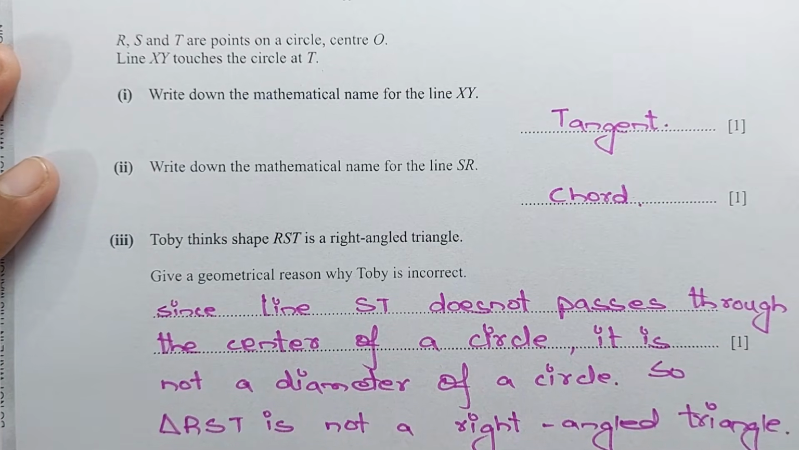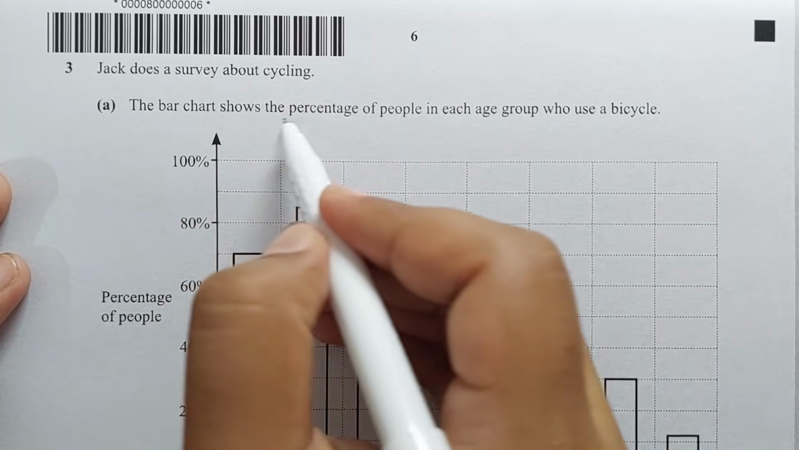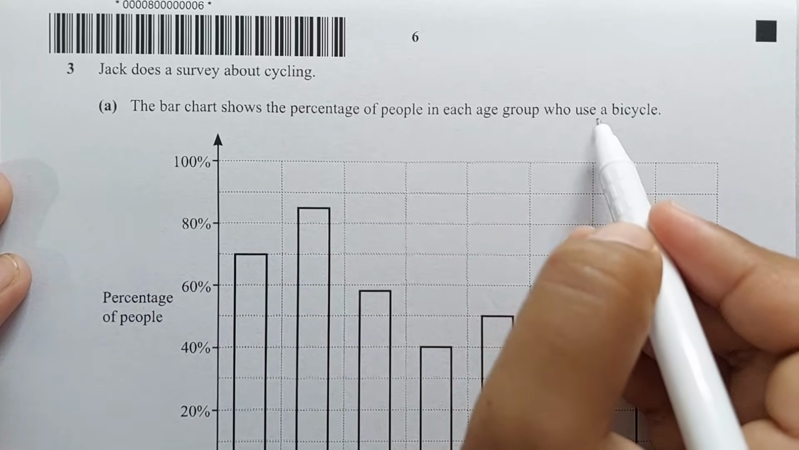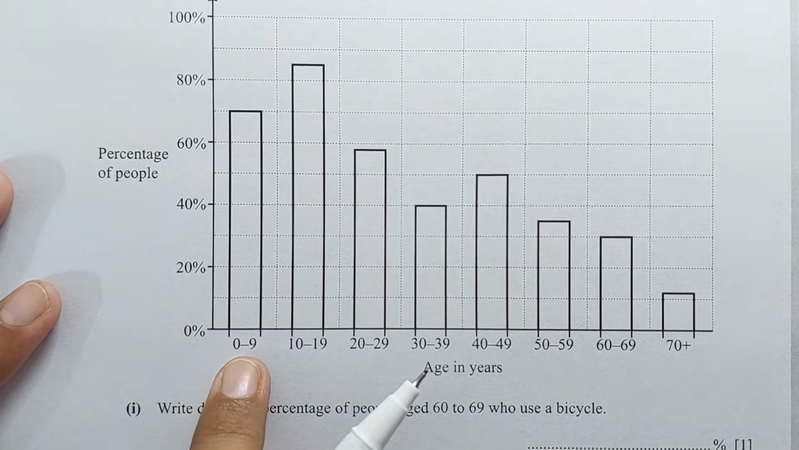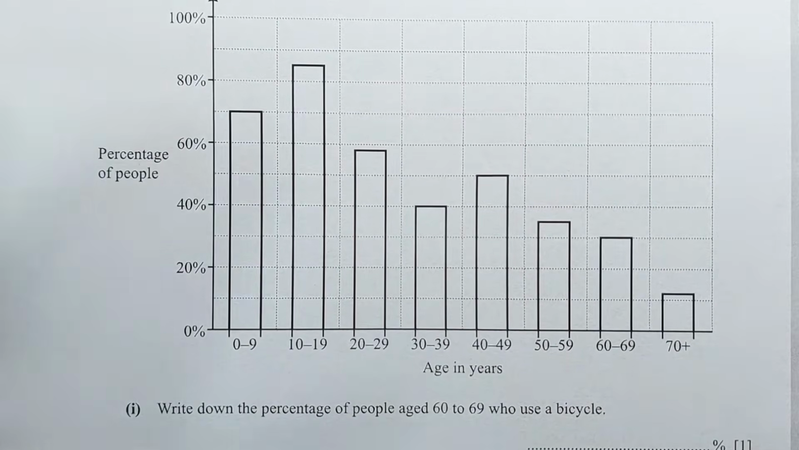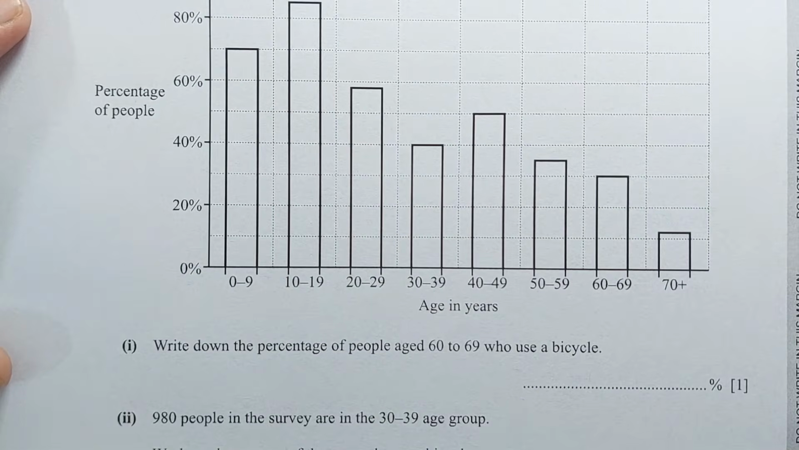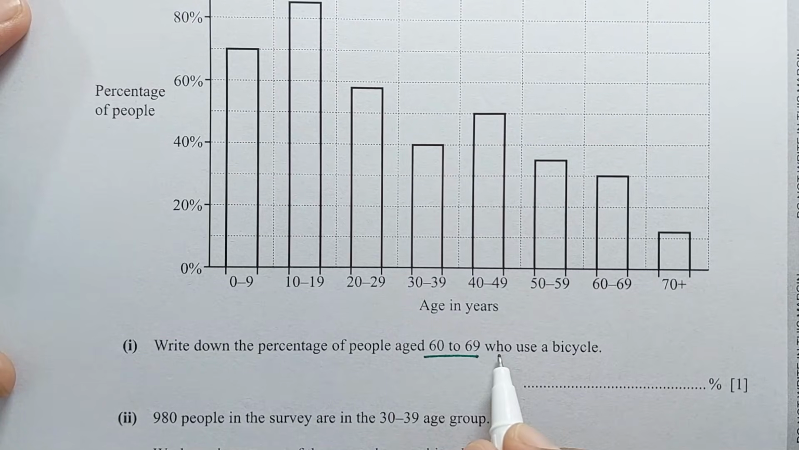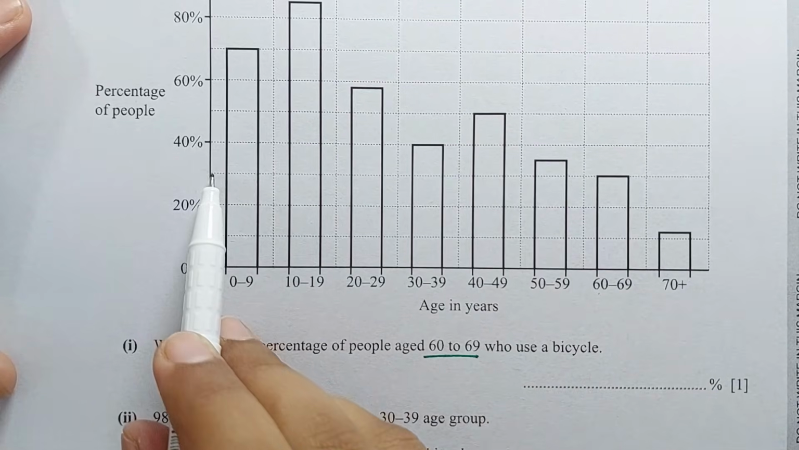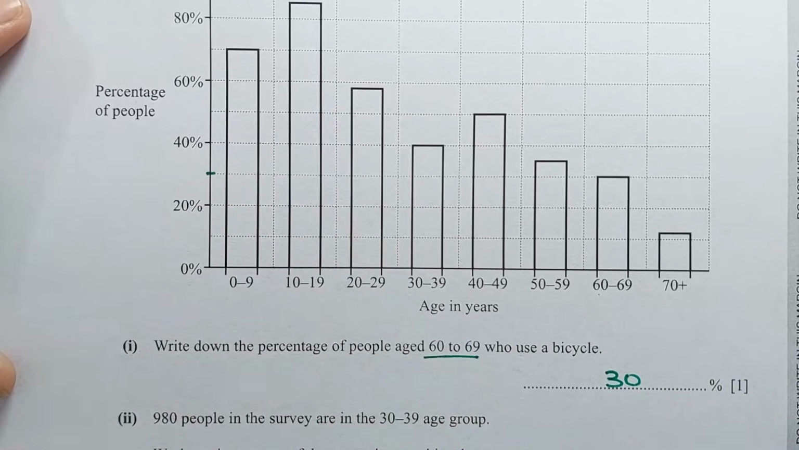All right. Question number 3, Jack does a survey about cycling. Part A, the bar chart shows the percentage of the people in each age group who use a bicycle. Percentage of the people and the age in years: 0 to 9 years, up to 70 plus, and the percentage of the people who are using a bicycle. Number one, write down the percentage of the people aged 60 to 69 who use a bicycle. 60 to 69, 30%.